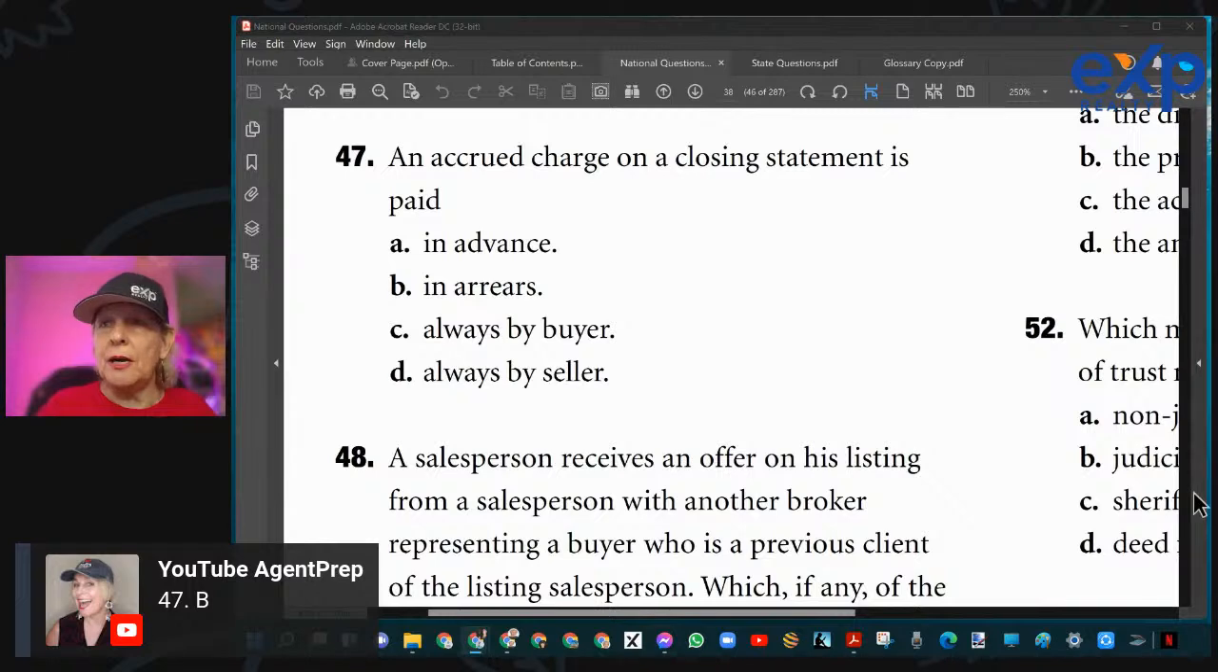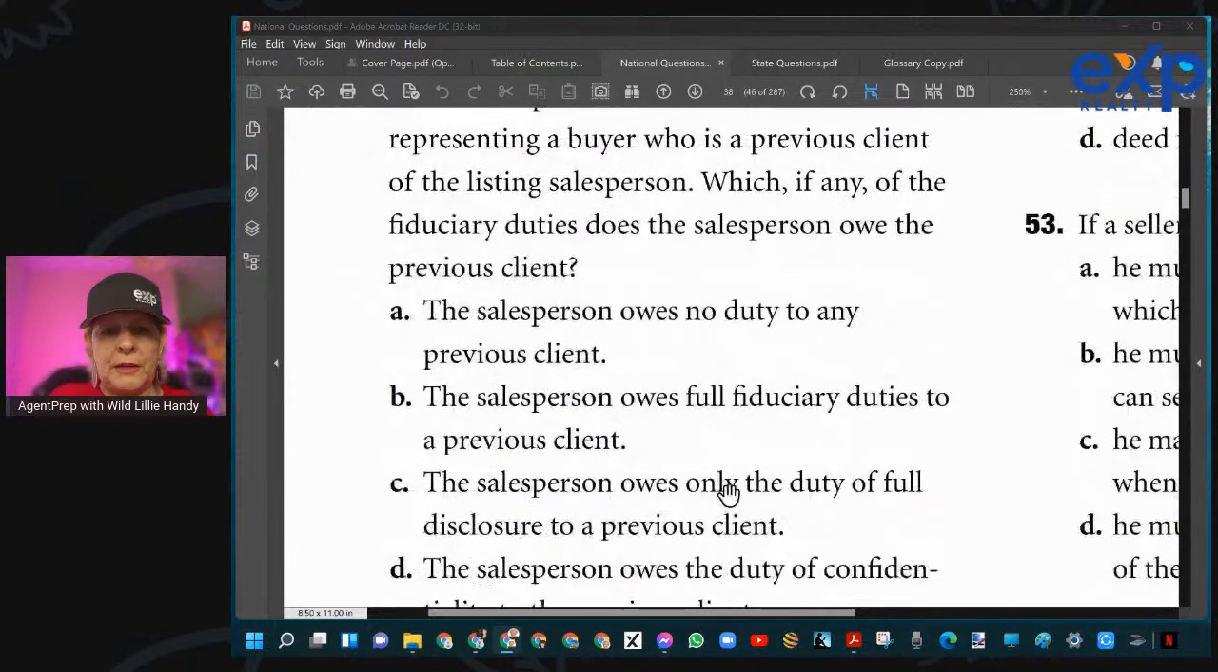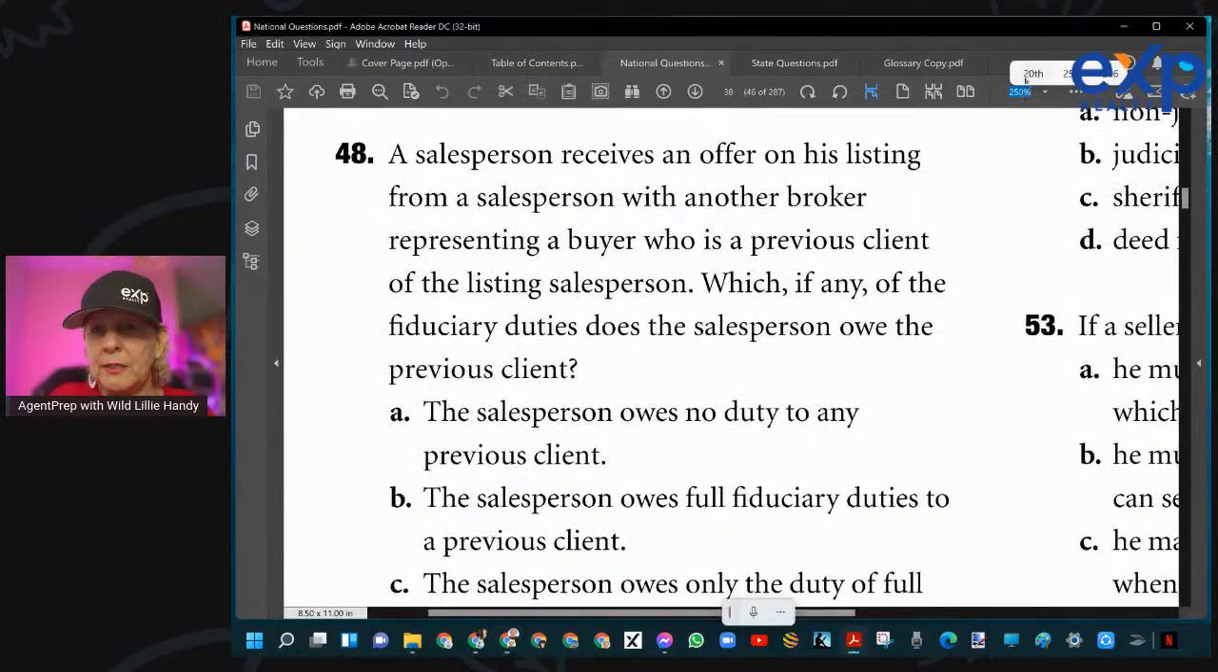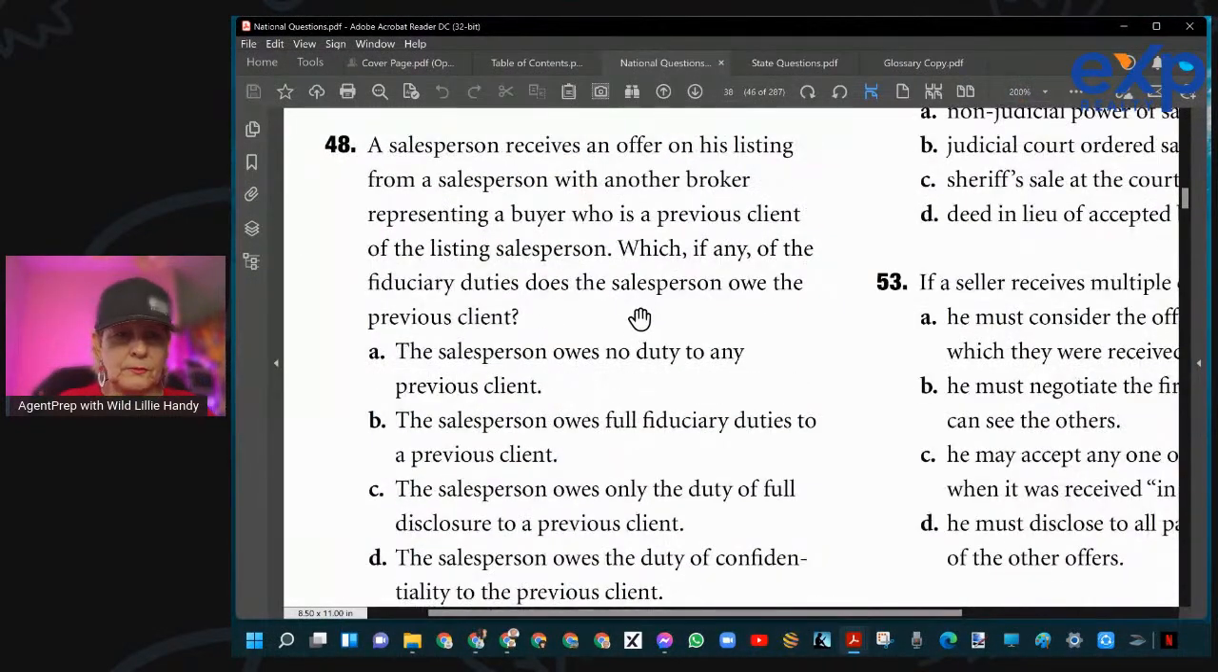Very good, y'all. All right, 48. Oh, I've got to minimize this screen a little bit so we can hopefully see it all on one page. All right.